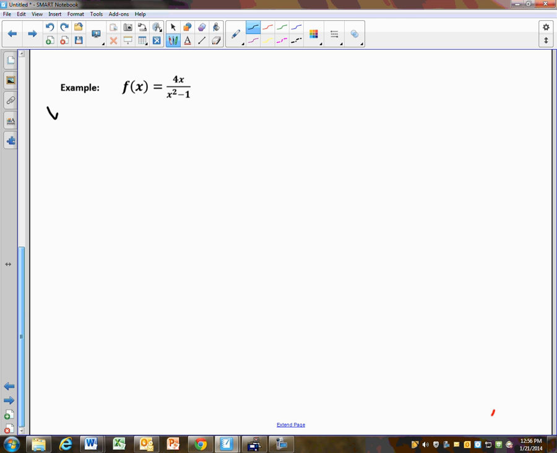Square on the bottom. Vertical asymptote happens when the denominator is equal to 0. How many places is the denominator equal to 0? 2. -1 and +1. Because x squared minus 1 factors to x minus 1 times x plus 1. So therefore you have x equals 1 and x equals -1 as your asymptotes.